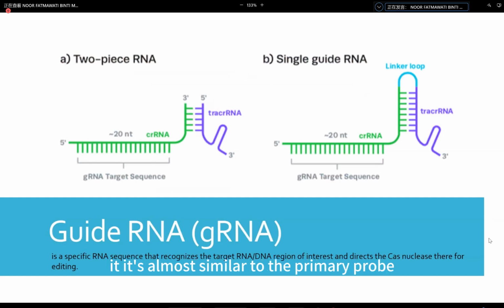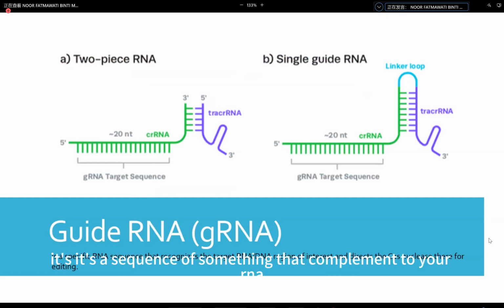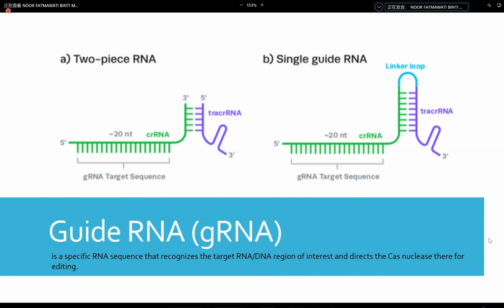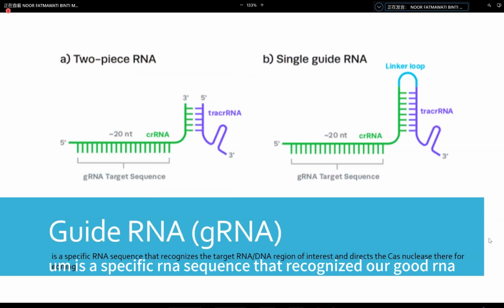It's almost similar to the primer and probe. It's a sequence that is complementary to your RNA. It's just that it has a particular chemical or another sequence that allows a specific Cas to come in. So this guide RNA is a specific RNA sequence that recognizes the target RNA or DNA region of interest and directs the Cas nuclease there for editing.